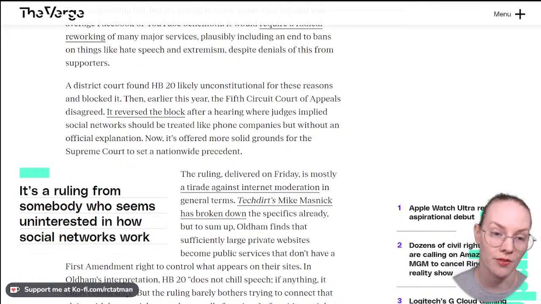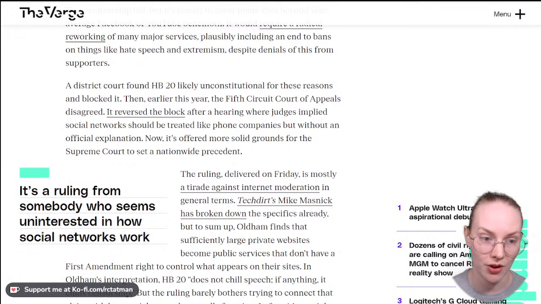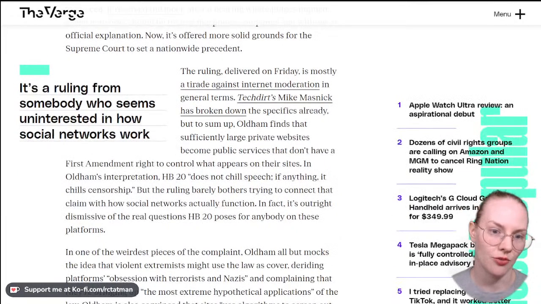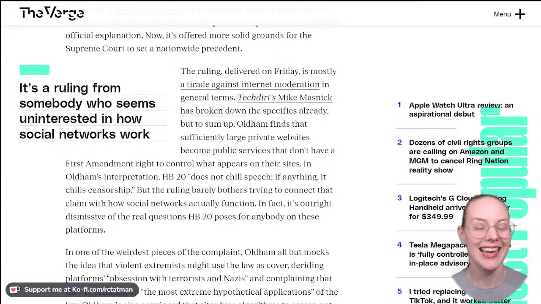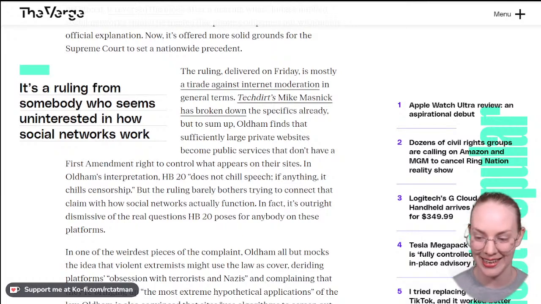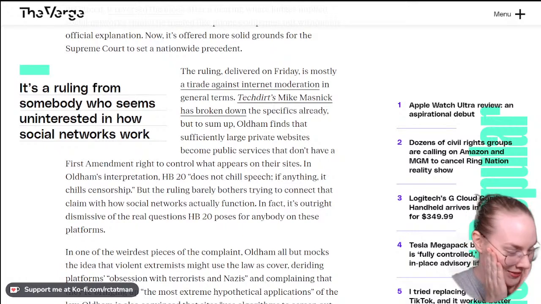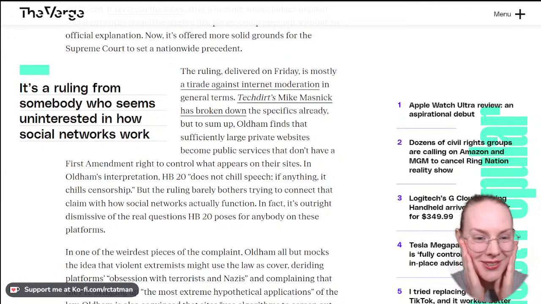The Fifth Circuit Court of Appeals unblocked it after a hearing where judges implied social networks should be treated like phone companies, but without an official explanation. And now it's probably going to go to the Supreme Court. The ruling, delivered on Friday, is mostly a tirade against internet moderation in general terms. As someone who's run online communities, that gives me hives. You have to moderate communities or else they turn into the worst thing that a person is allowed to do in that community.